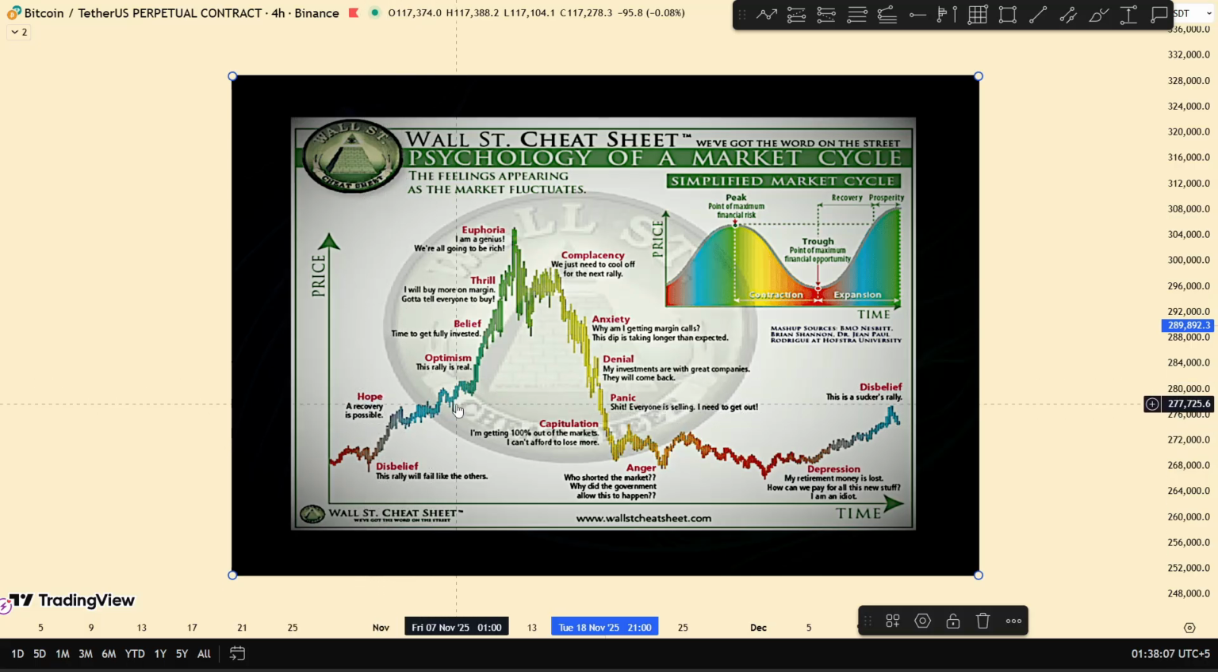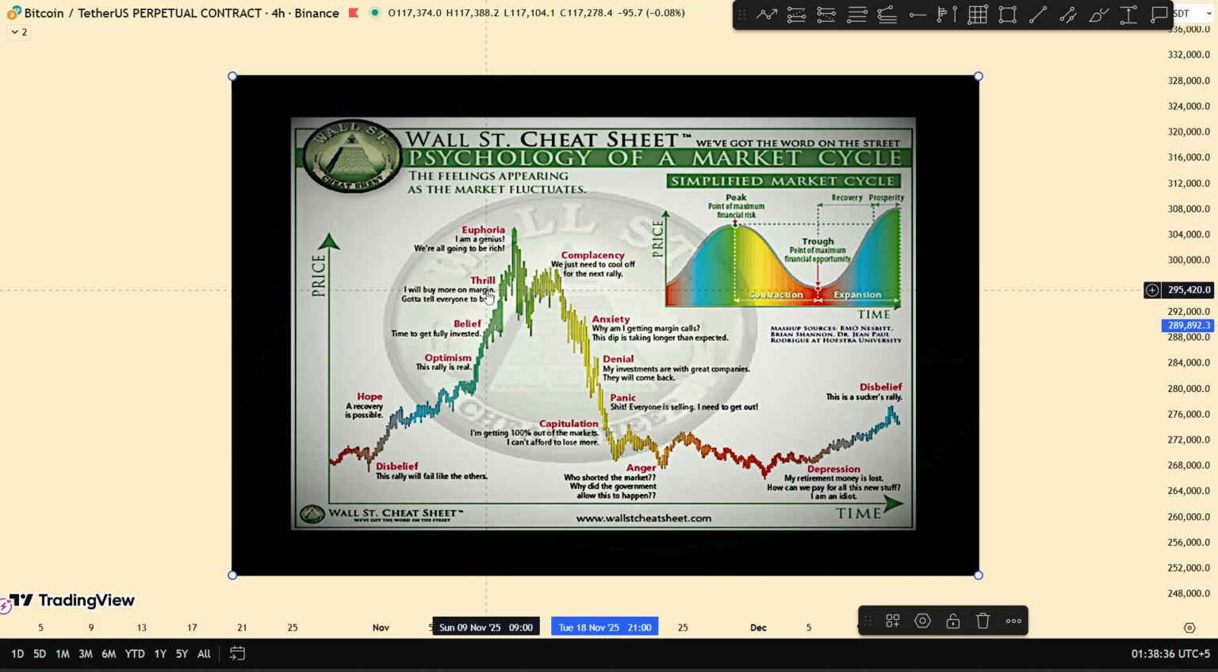So we go even higher, we start making higher highs, and there is optimism in the market, like this rally is actually real. Then we go a little bit higher, there is belief, time to get fully invested. People are like, hooray, we are actually going to the moon. Then there is thrill. I will buy more on margin. Gotta tell everyone to buy. So this is almost like the peak of the cycle.